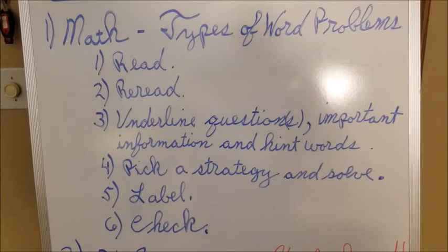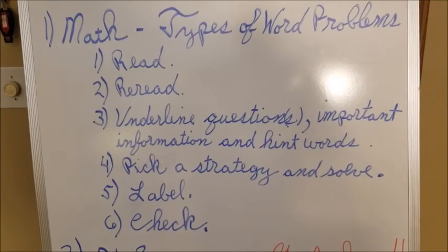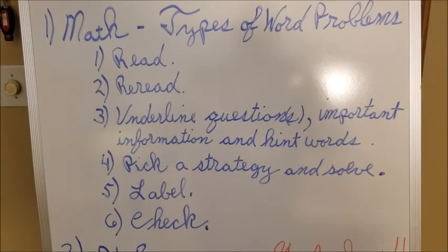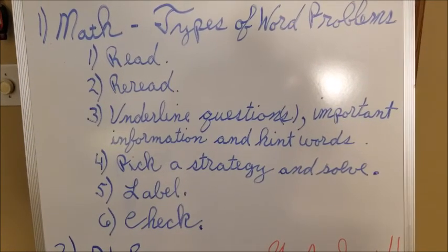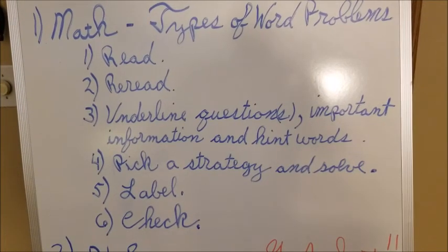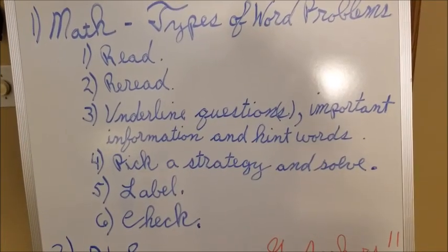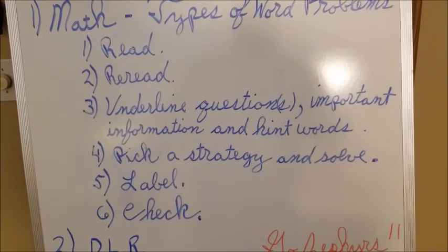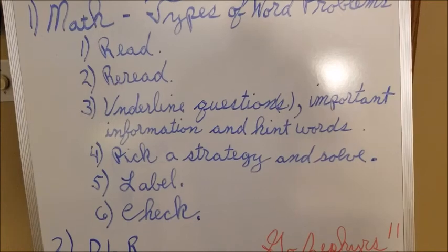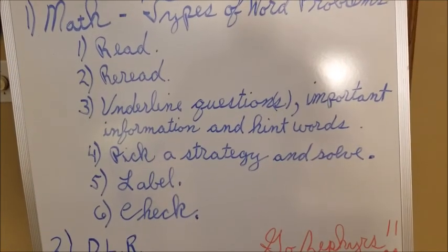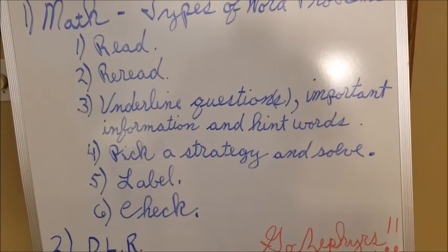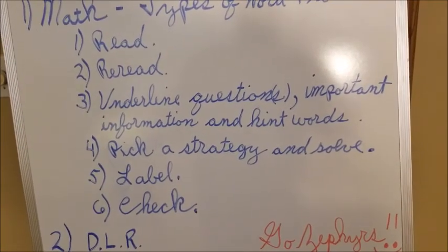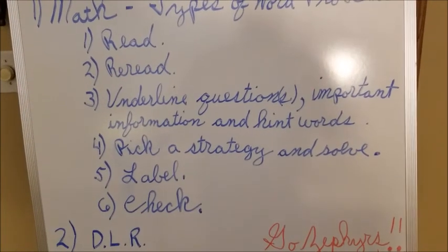Let's take a quick review as to the steps that we should approach a story problem. Number 1, we need to read it. Number 2, reread it and maybe reread it again. Then go through and underline what you're supposed to answer. Find those questions or question and underline it. And then find that important information. And then, of course, look for those hint words. Pick a strategy. And then, of course, solve. And then after you solve, don't forget to label and check.